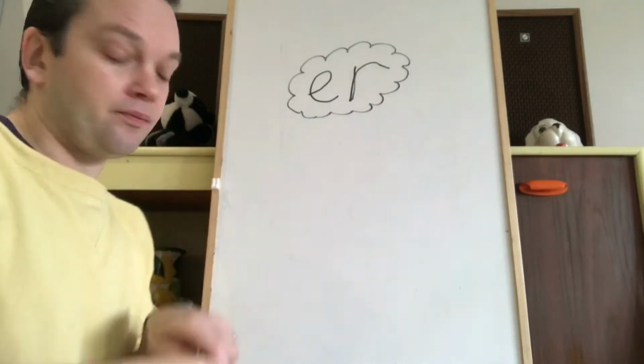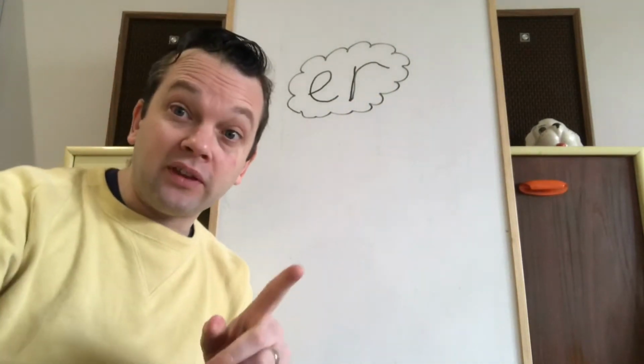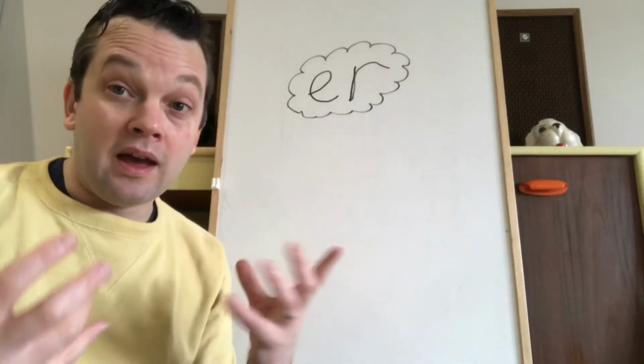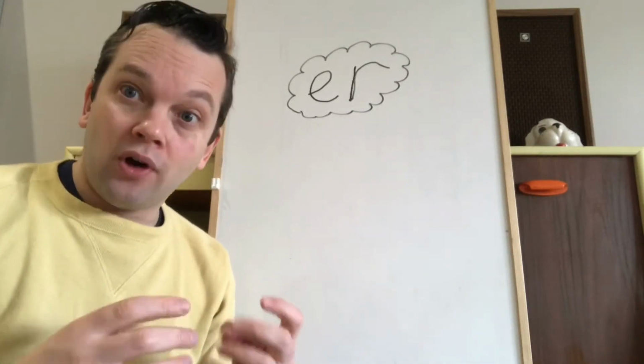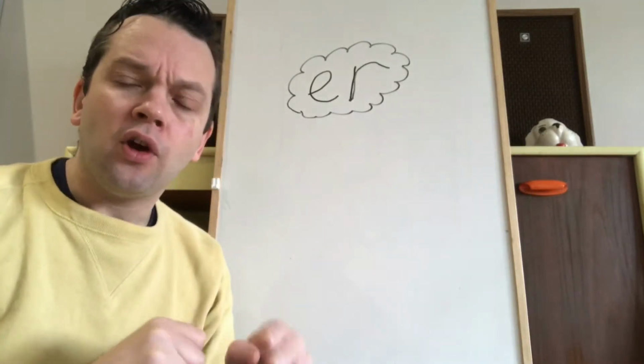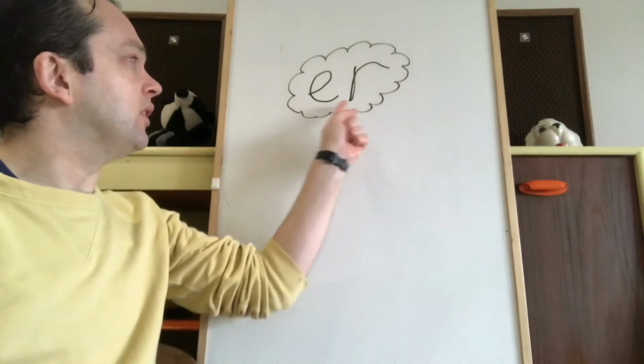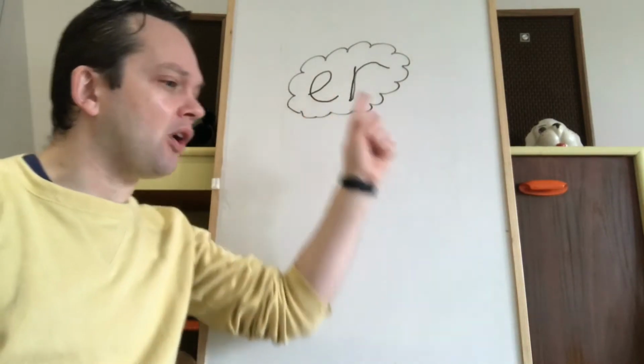There we go. I've got some things in my bag, and they all have the sound in them. And actually, most of them have got the sound at the end. When we have the sound at the end of the word, this is usually the way we spell it, with the letters E and R.